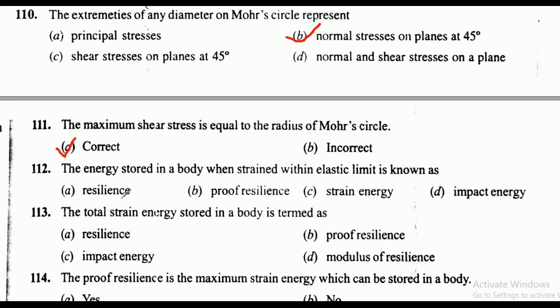Next is the energy stored in a body when strained within elastic limit is known as. Here friends, options are resilience, proof resilience, strain energy or impact energy. So here friends, the correct answer is option C, that is strain energy.